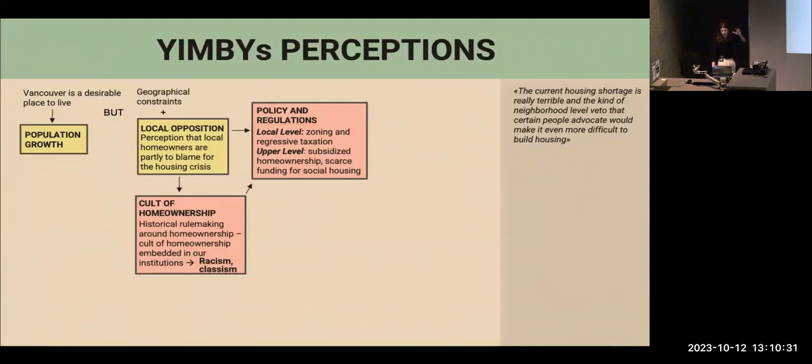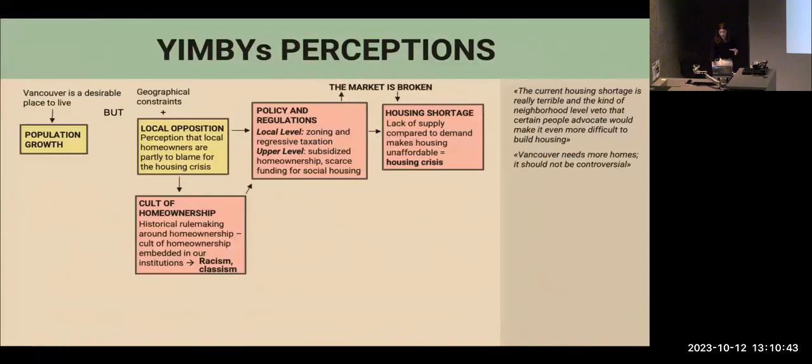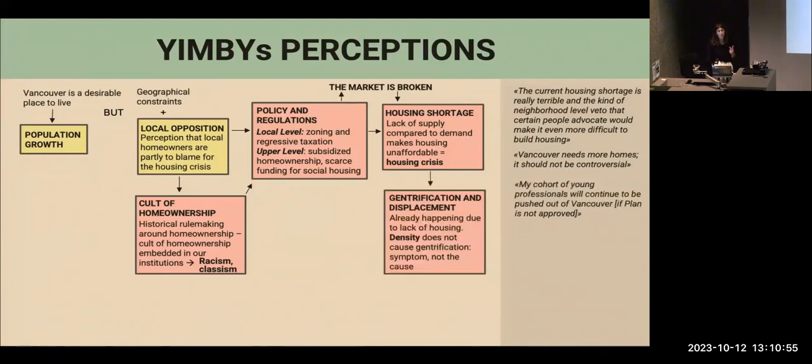At both the local and upper levels of government, policymaking incentivizes homeownership through various policies like zoning, regressive taxation, and scarce funding for non-market housing. And this is believed to create a distortion in the market and cause a housing shortage, where housing supply cannot keep up with demand and leads to the housing crisis that we're currently experiencing. And in this situation, gentrification and displacement do exist, but they're not caused by density or by development, but rather because there is not enough housing for people to move into once they are displaced, if that happens.